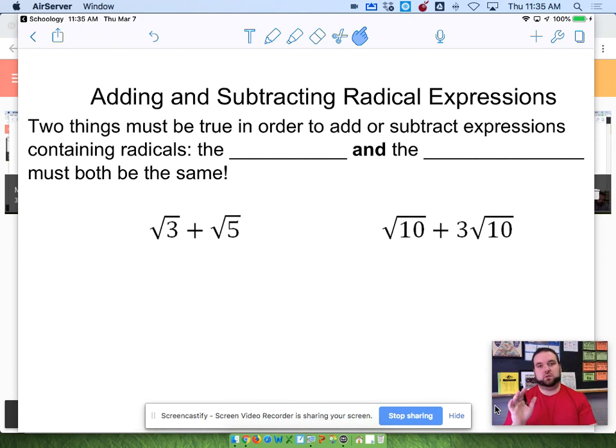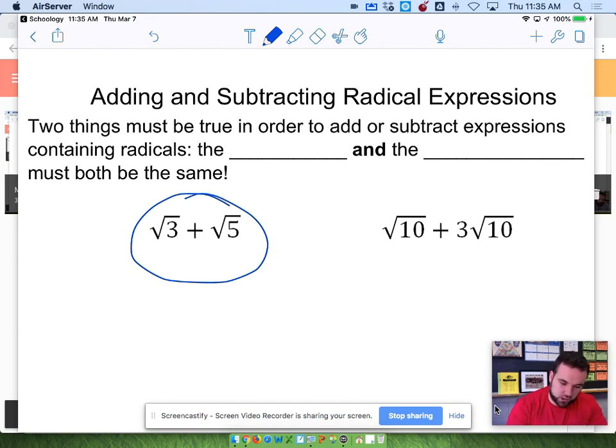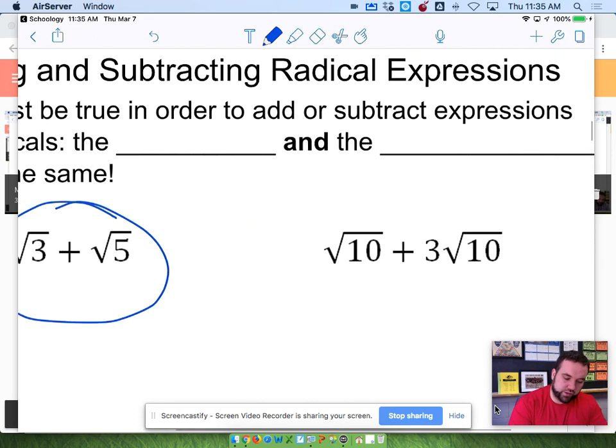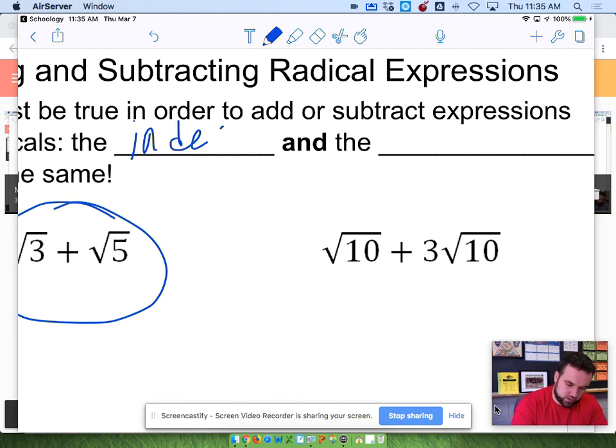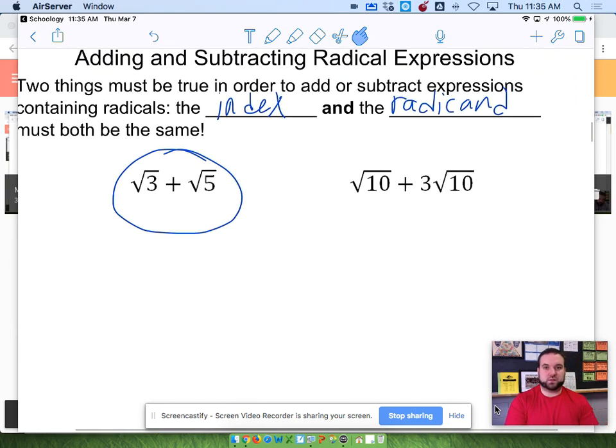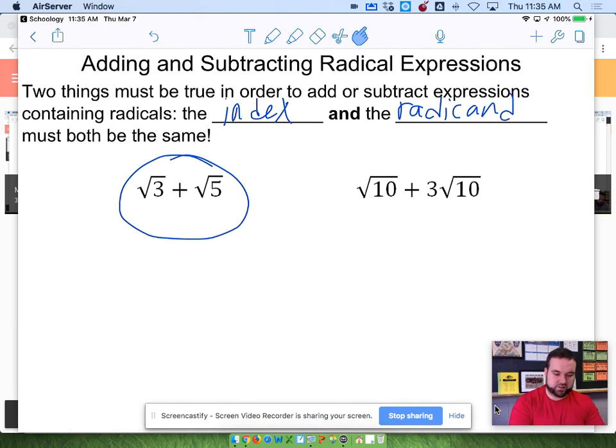So in 6.2 multiplication and division, today we're going to talk adding and subtracting. With these two radicals in 6.2, you could multiply them together because all that needed to be true was that the index, or what root you were taking, had to be the same. In order to add or subtract, though, both the index and the radicand, or the number underneath, have to be the same. So this is truly like combining like terms.